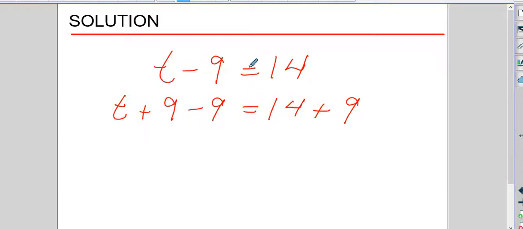Another thing I wanted to mention is you notice I'm going to try and write my equal signs all going down.